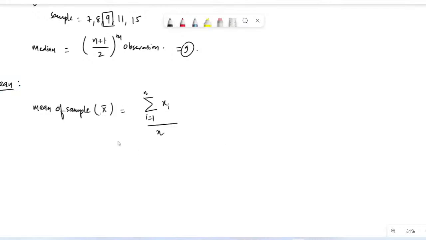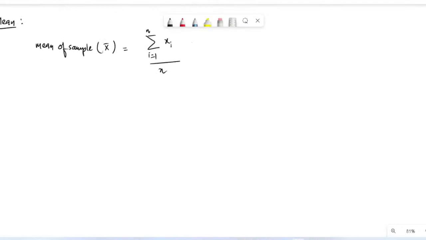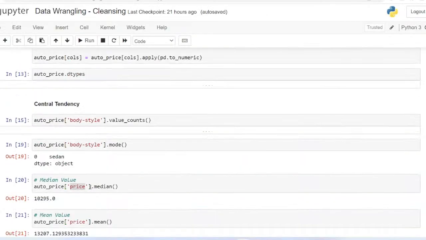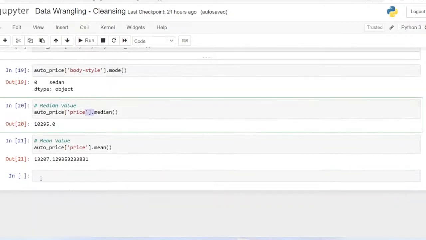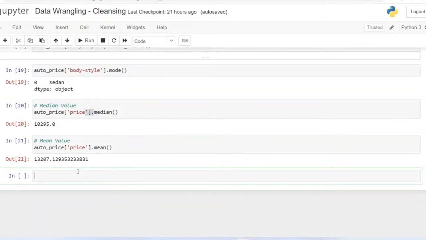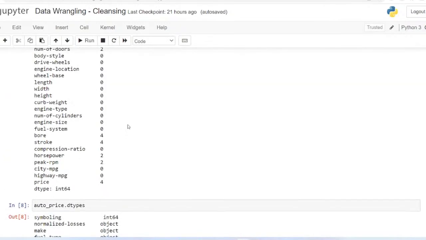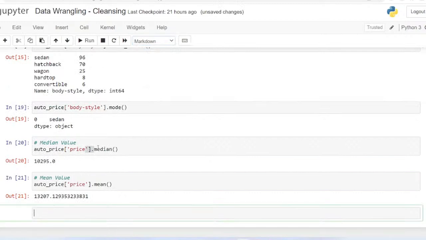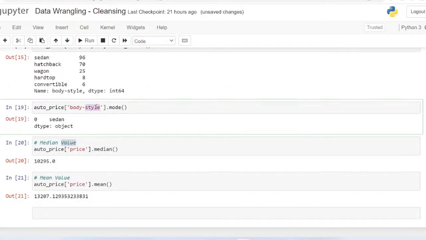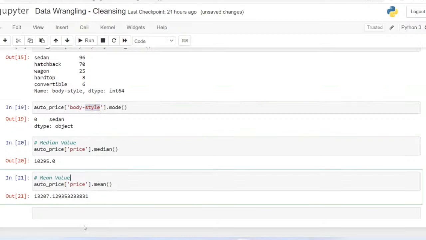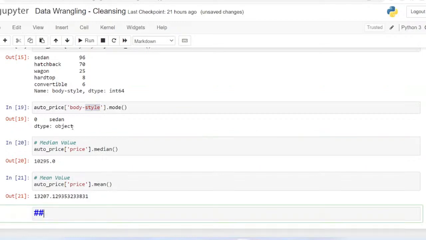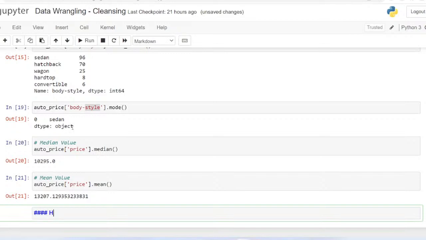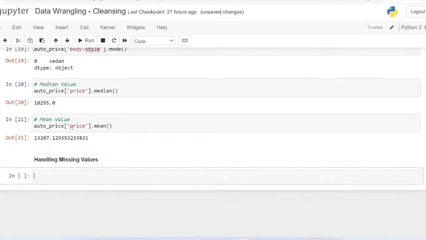Next part. Once we have calculated all this, let's try to understand where to apply them. Remember that when we were discussing how to handle the missing values using replace by central tendencies. So let's see them. Let's get started with handling missing values.